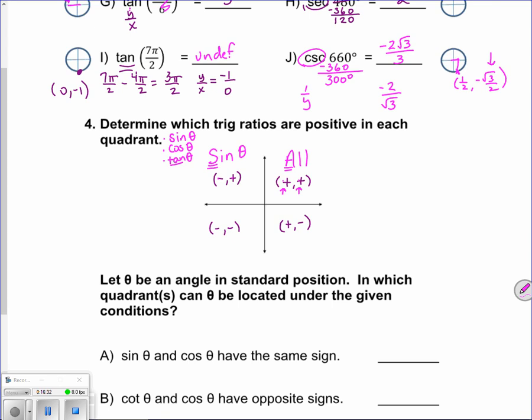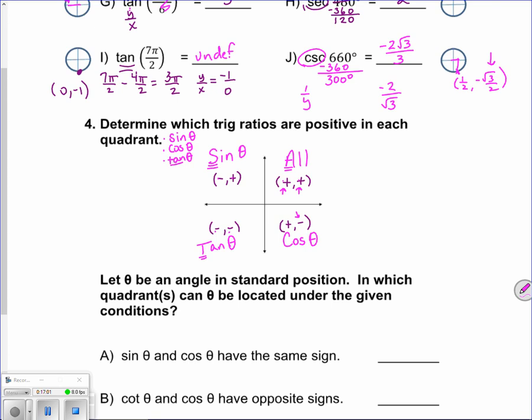Let's look at quadrant 3. Is sine positive? Nope. You have negative, negative. So sine and cosine are both negative. What about tangent? Well, if you divide two negatives, what do you get? You get a positive. So the tangent is positive in quadrant 3. In quadrant 4, cosine is positive. Is sine positive? Nope, because you have the negative. When you divide, you get negative. So those are the ones of the 3 that are positive.